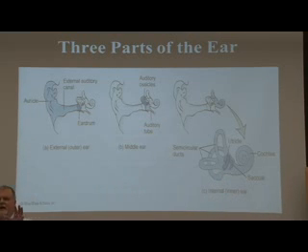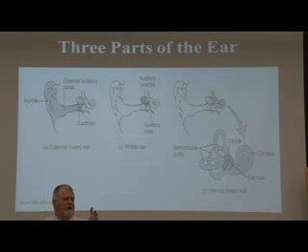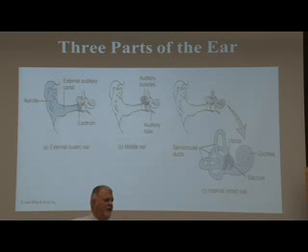So what we have is the outer ear that collects sound waves. We have the tympanic membrane that's set in vibration by those sound waves. Then we have a conduction system of bones, malleus, incus, and stapes, that transfer the vibration of the tympanic membrane to the cochlea.